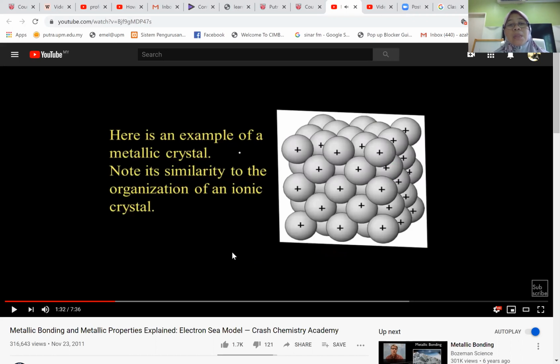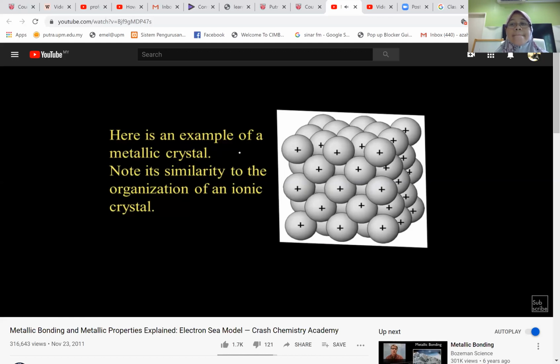If we look at the metallic crystal, it's all positive in charge. So how do these crystals form? What is the attraction between these positive charges? Logically, if you have the same charge, they should repel each other. Just looking at this illustration, you would think the atoms would completely fly apart by repelling each other due to the positive charge.